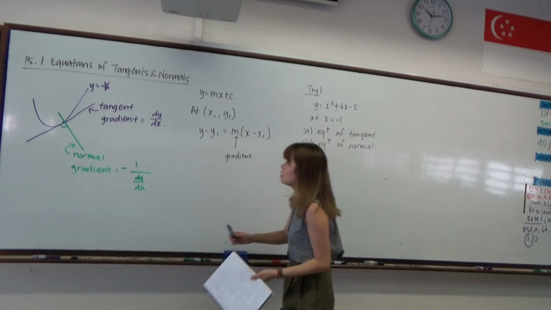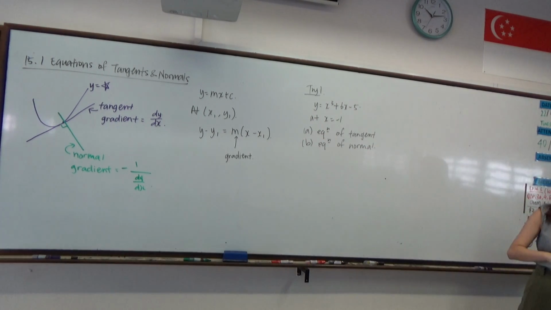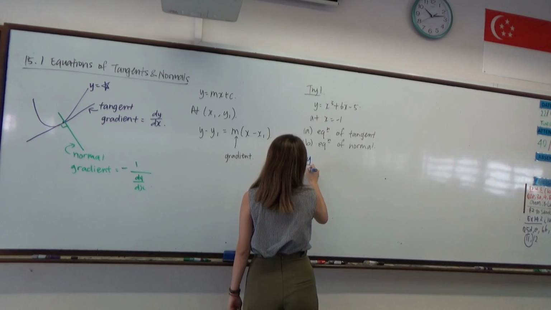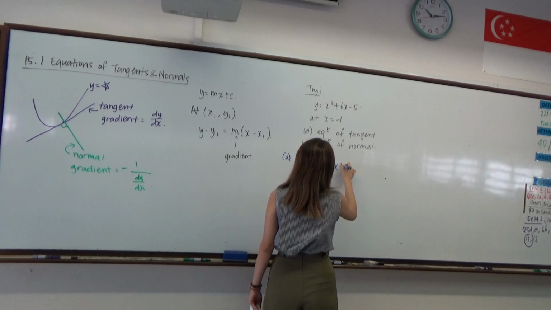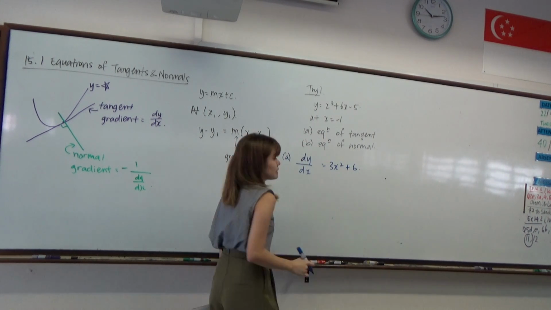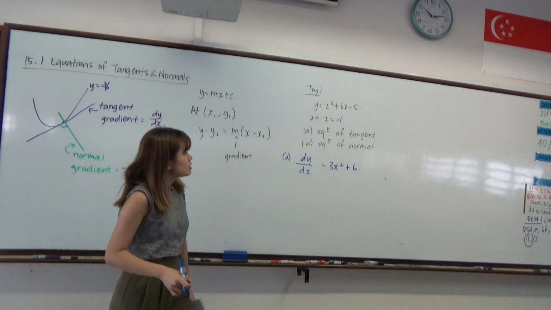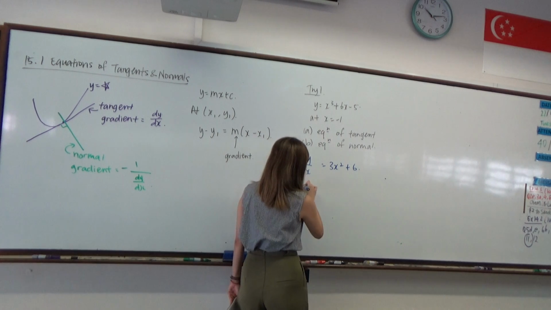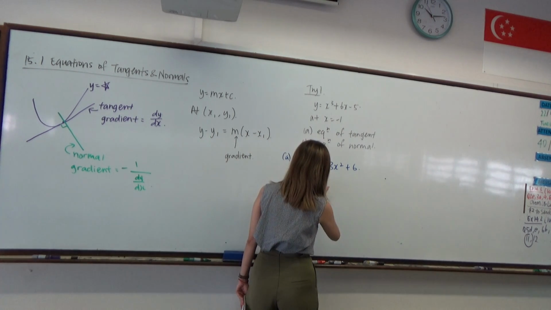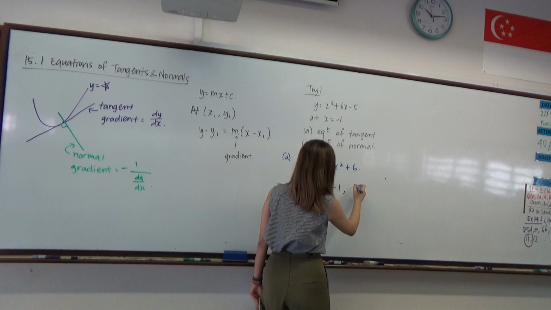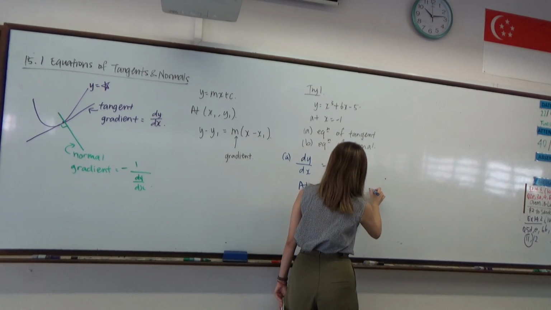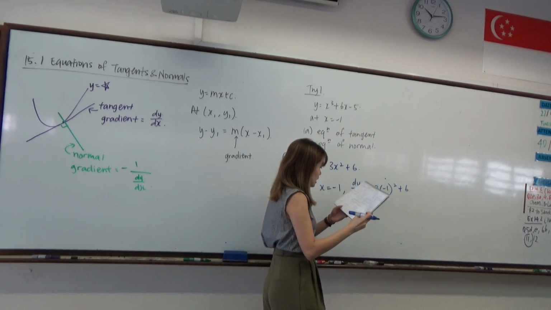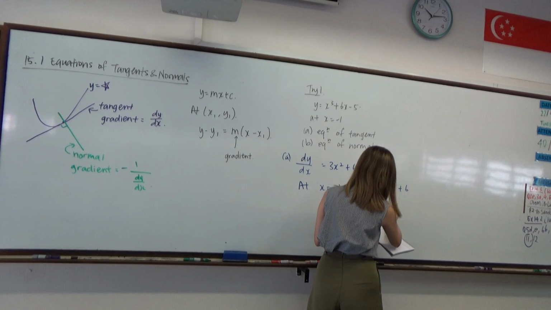Since we know that the gradient will require the derivative, we will differentiate the equation of the curve. That will give you 3x squared plus 6. Then we want to find the exact gradient at the exact point x equals to -1. So at x equals to -1, we will substitute in the value of x, and that will give us a gradient of 9.